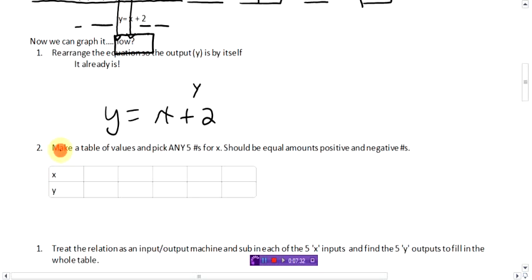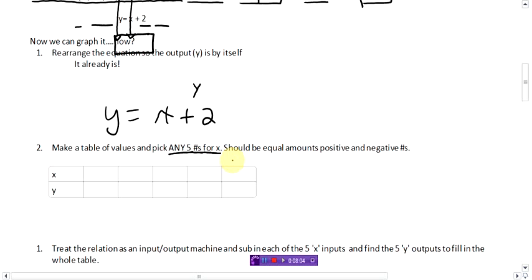So next what you do is you make a table of values and pick any 5 numbers for x. So make a table of values like this. You can do it sideways to save paper. Last day we did it going up and down. And for x, you can pick any 5 numbers you want. Any 5. Look, the freedom is going to be dizzying for you, that much freedom to pick any numbers that you like.